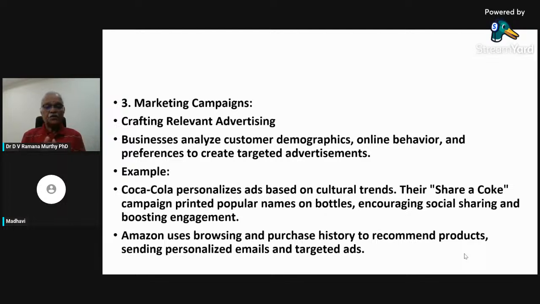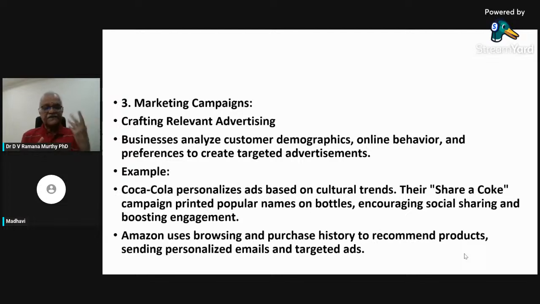Say, for example, Coca-Cola personalizes ads based on cultural trends. Their very famous campaign, you might be knowing it, the Share a Coke campaign, they printed popular names on bottles, encouraging social sharing and boosting engagement. Customer engagement is boosted with this type of campaign.